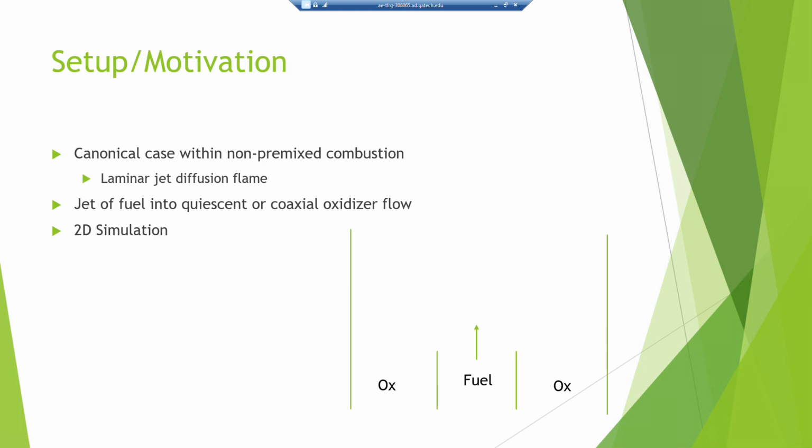This is a fundamental problem in combustion because it is one of the simplest geometries to sustain a non-premixed or diffusion flame. For example, it could be a jet of fuel burning in open air, or a fuel jet burning in coaxial oxidizer flow within an enclosed environment. And so I have performed a 2D simulation of a jet of one species within co-flow of another, as shown in the diagram below.